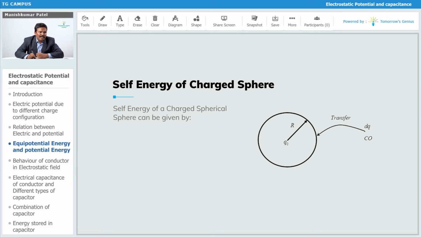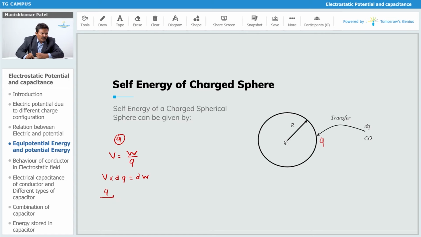Assume that this is the charge dq that you have to bring from infinity and put on this shell. Let the intermediate charge be a small value q, and because of it the potential is also going to increase. We know that potential is equal to work done per unit charge. So you can write this potential, that is work done per unit charge, then this dV. Again, you can write V into dq is equal to dW. Let the intermediate value of charge on this spherical shell be q.